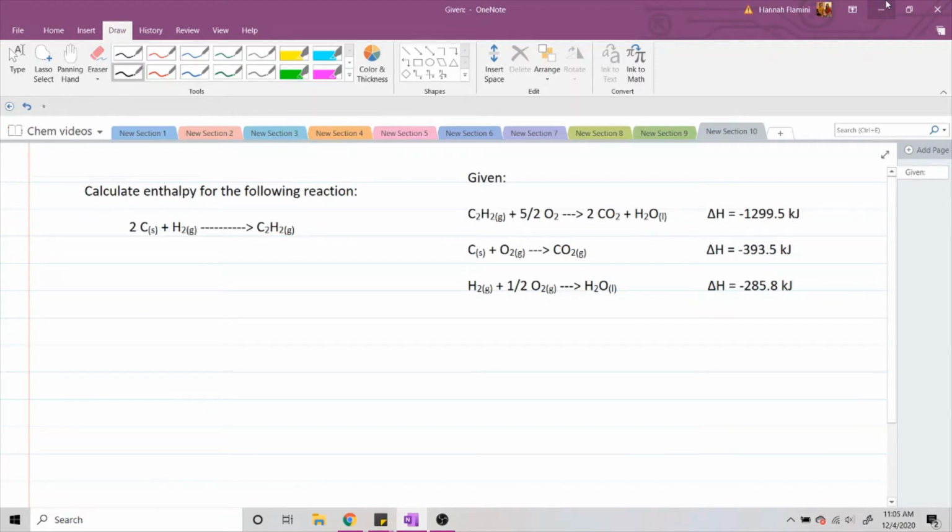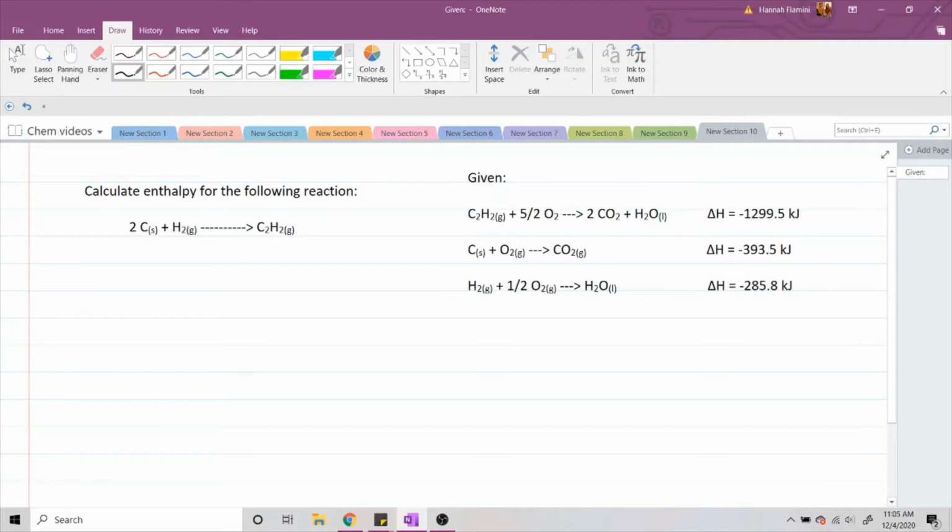Calculate enthalpy for the following reaction. So we have an equation over here that we need to get from manipulating these three equations on the right, and this is a Hess's Law problem. So basically we can flip these equations if needed, or we can multiply them to get different coefficients. So it's kind of like a puzzle.